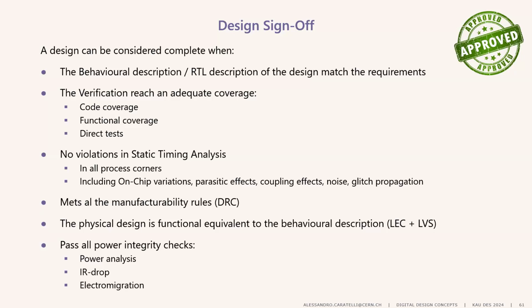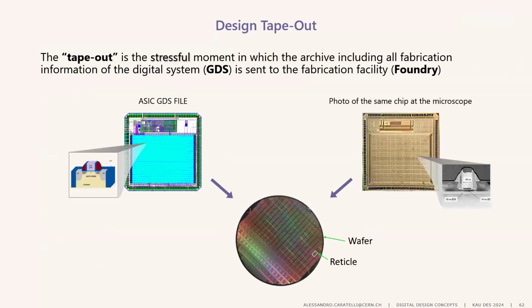You want to check that the physical design is functionally equivalent to the description. So we use this LVS and also logical equivalence checking, so checking the entries at different points. And then the design pass all the power integrity checks. So power analysis, IR drop, and electromigration that we saw before. And then when you pass all this checklist, you say, fine, now I'm ready to send the chip for prototyping or production. And this is what we call tape out.